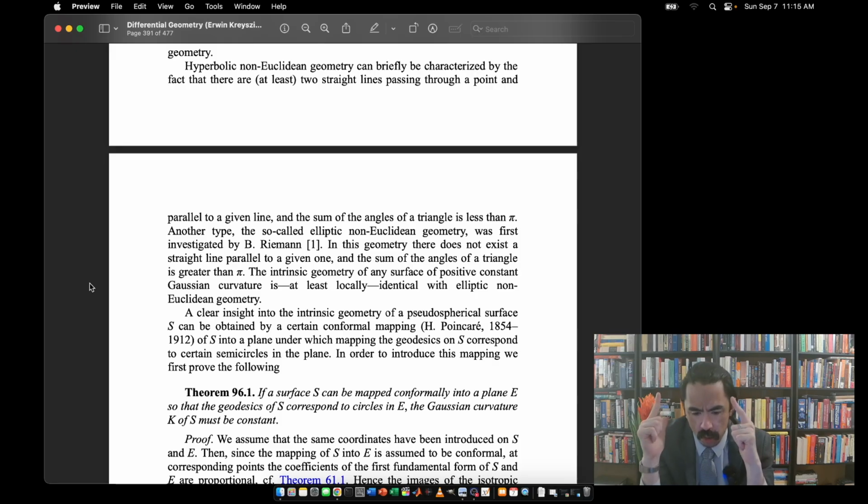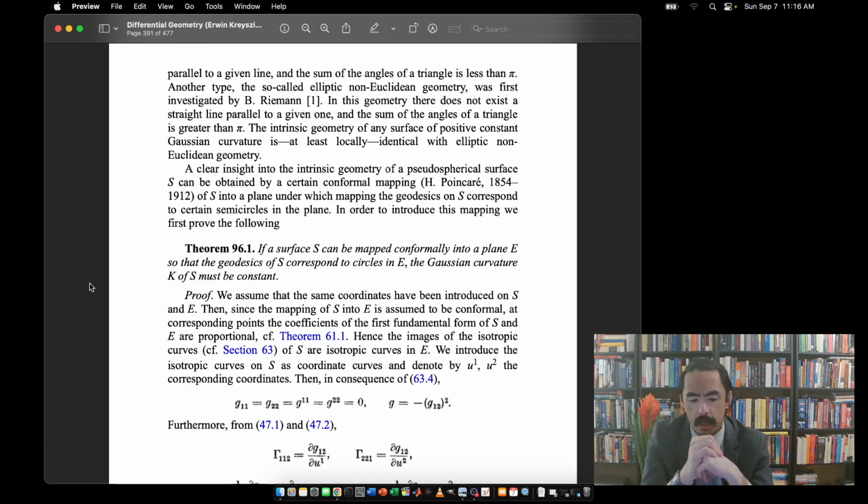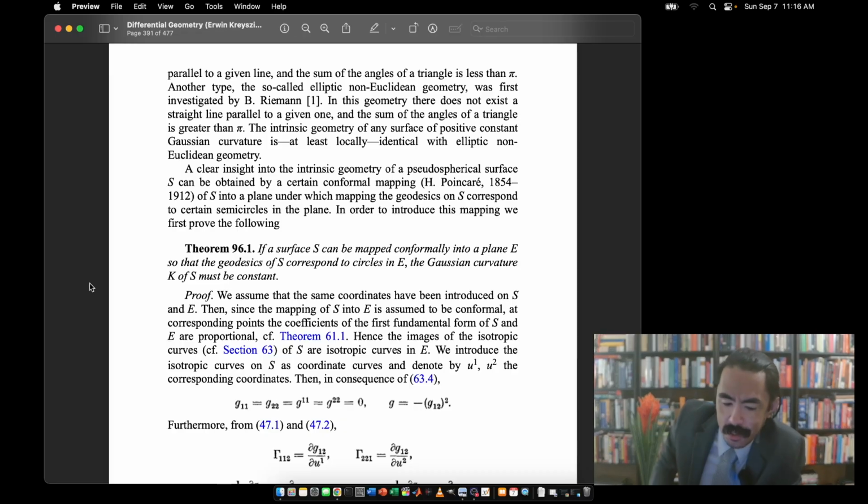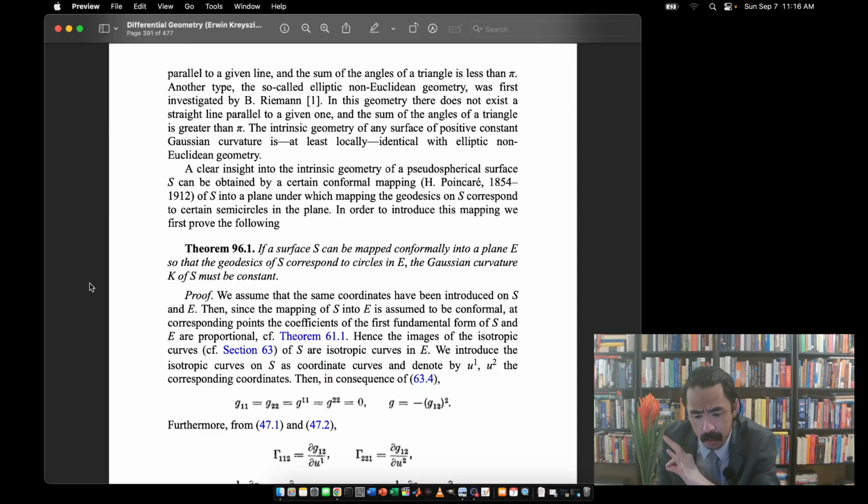Moving on. The intrinsic geometry of any surface of positive constant Gaussian curvature is, at least locally, identical with elliptic non-Euclidean geometry. Clear insight into the intrinsic geometry of a pseudo-spherical surface, capital S, can be obtained by a certain conformal mapping, which is due to none other than Henri Poincaré, who lived from 1854 to 1912. So a certain conformal mapping of this pseudo-spherical surface, capital S, into a plane, under which mapping the geodesics on capital S correspond to certain semicircles in the plane.